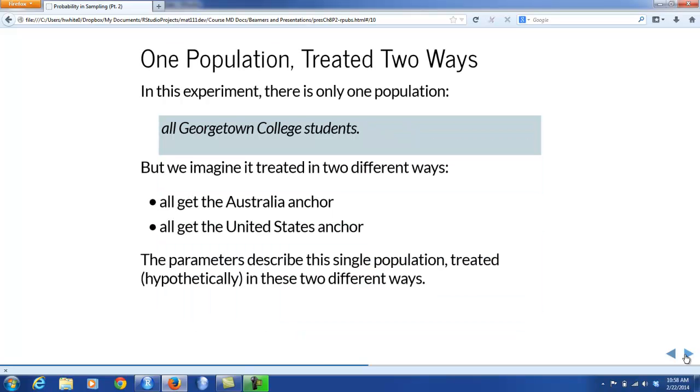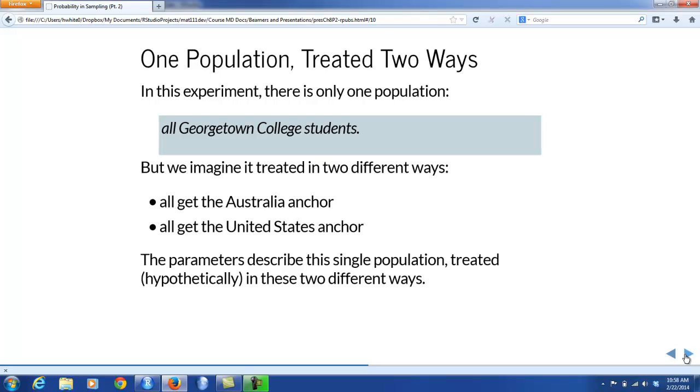So, in this experiment, we imagine that there's only one population. It's all Georgetown College students. But we imagine that that population could be treated in two different ways. Everybody gets the Australia anchor, or everybody gets the United States anchor. The two parameters that we've defined both describe the single population, but it's been treated hypothetically in two different ways. And that's how we got two different parameters.